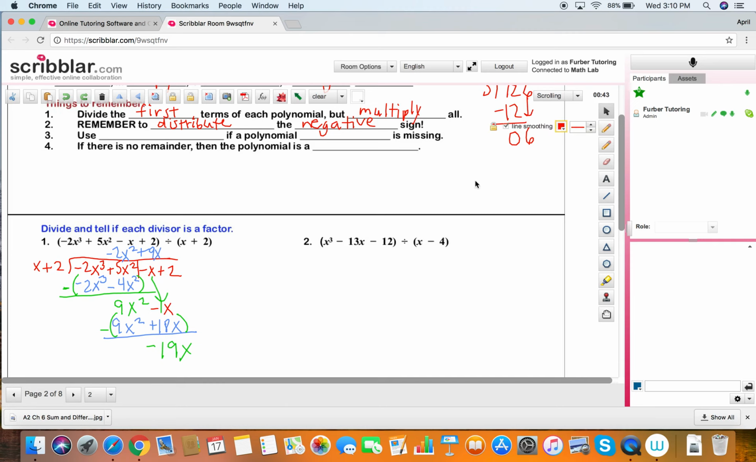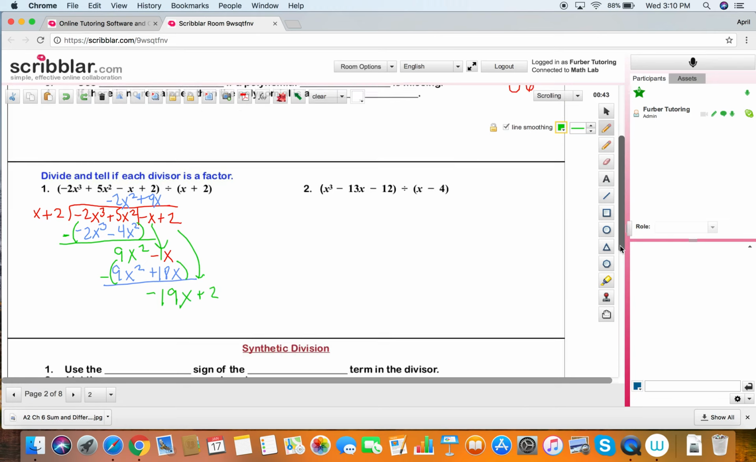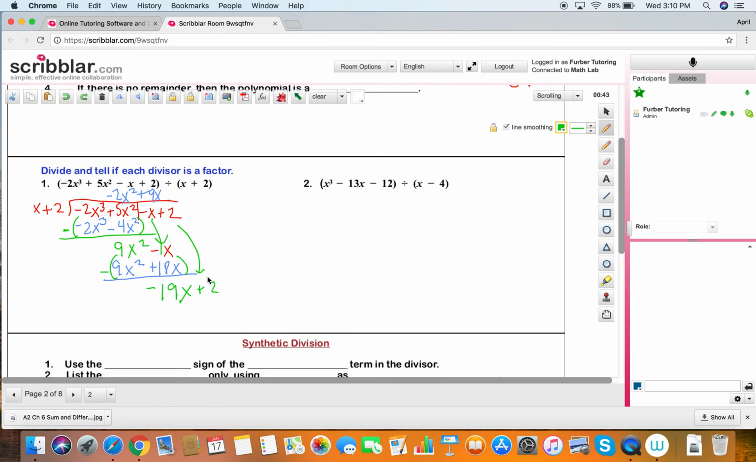So the last number to bring down is the 2. Bring that down, it's going to be plus 2. And I got to do the process all over again. So this time I'm going to be dividing x into negative 19x. So since it's negative 19x, I'm going to need a negative 19, obviously, up there. And then I already have an x, so I don't need another x. So negative 19 times x is negative 19x. Negative 19 times 2 is negative 38.